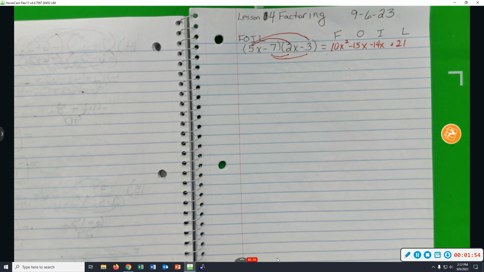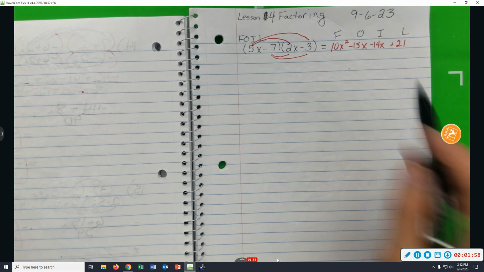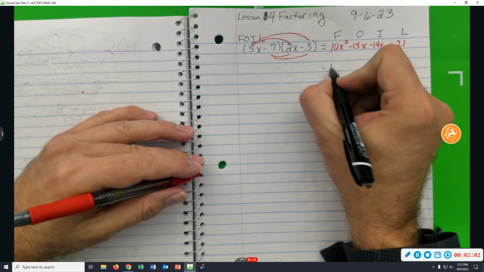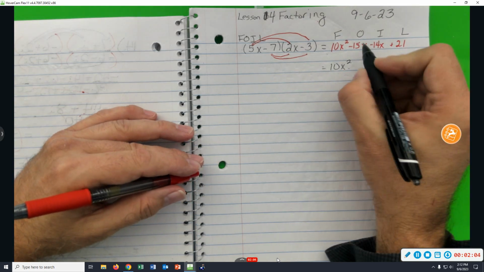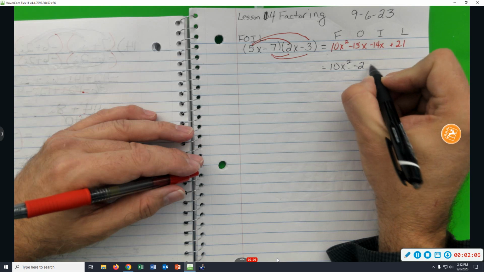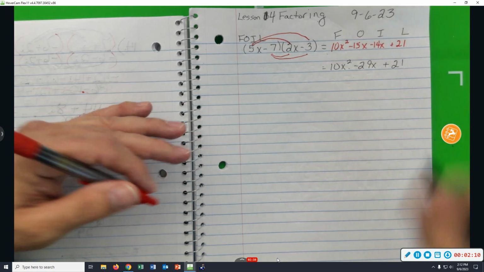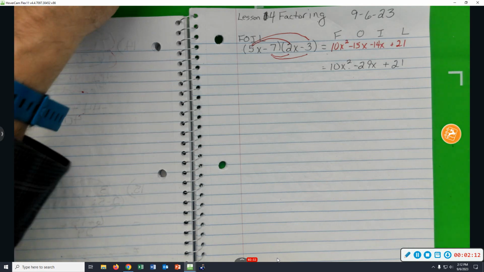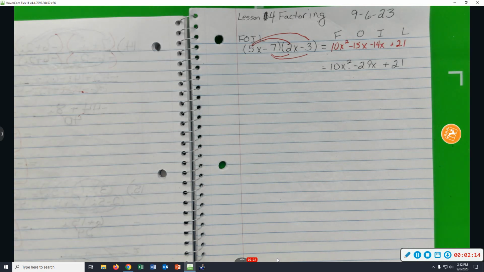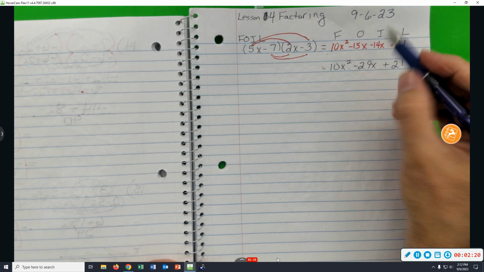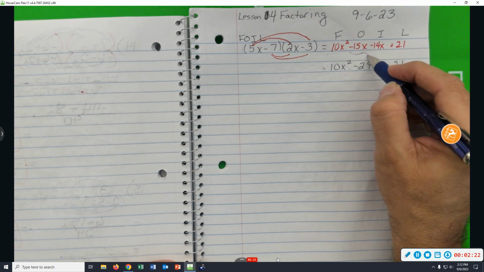Which of those can be combined? Well, the outer and inner, the negative 15x and the negative 14x. This would be 10x squared, minus 29x, and plus 21. Notice that the middle term we got by combining the outer and inner.